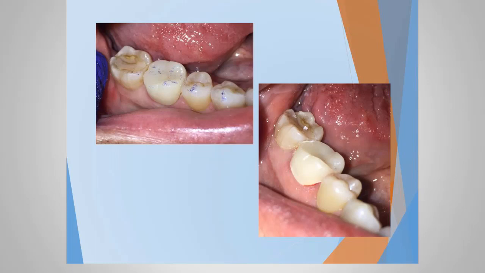And this is the temporary that we've made. We've checked the occlusion. Again, we want some occlusal contact because we don't want this tooth to super-erupt, and more importantly, we don't want the opposing tooth to super-erupt. And this is the same temporary with temporary cement.